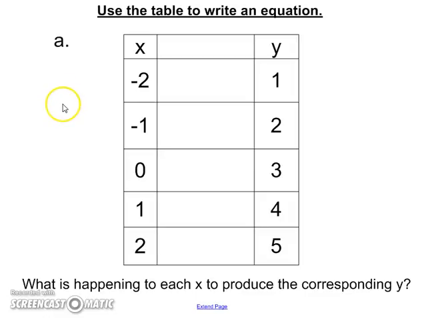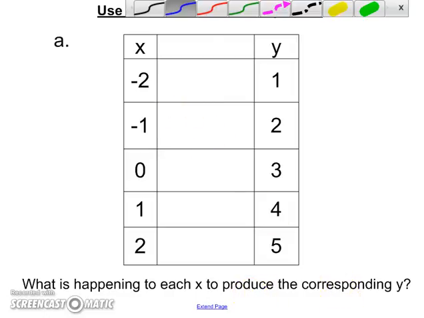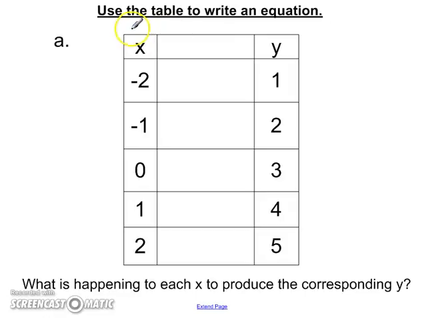Now the root question is, what is happening to each x to produce the corresponding y? If you think about it in these terms, x, those are the input values. If you were to think about this as like a machine, these values are the numbers going into the machine. The machine processes the numbers in the middle, and the y values are the things that come out. So the question is, what is happening to -2 to make 1? If I take -2 and I add 3 to it, I get 1.